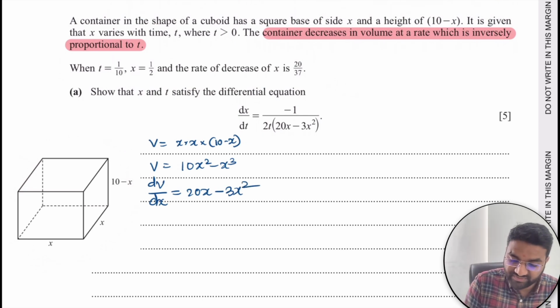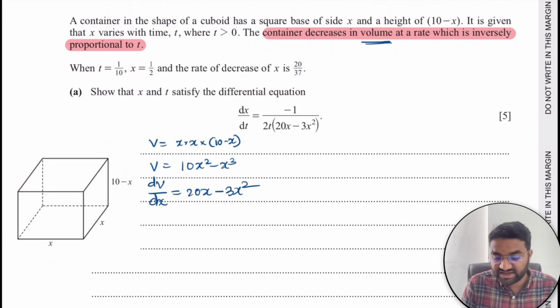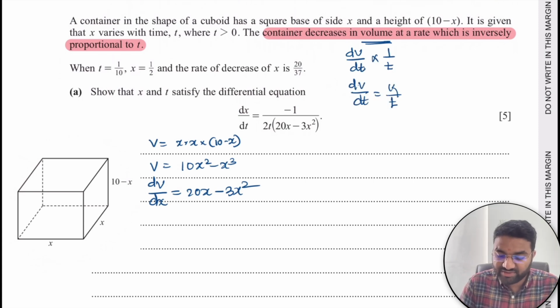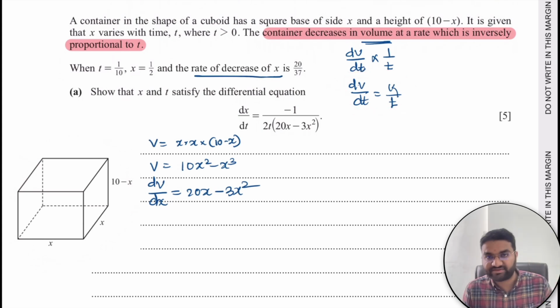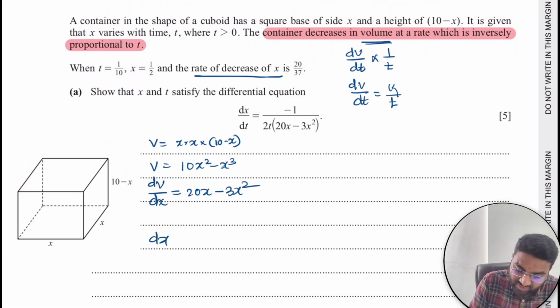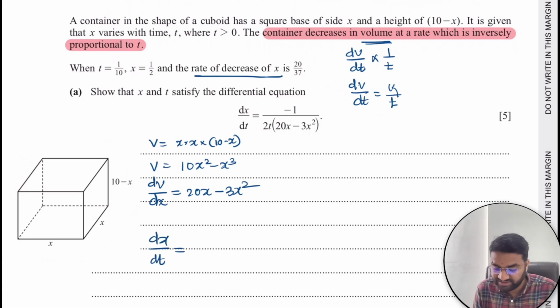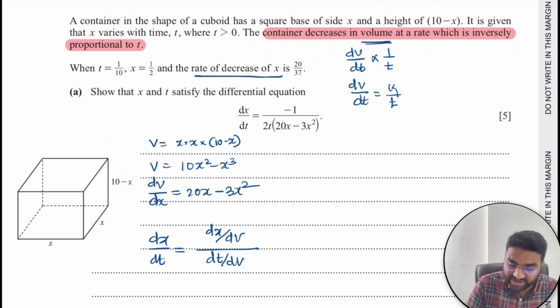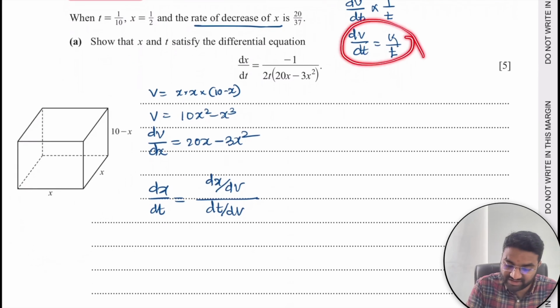Now in the question itself they have given us that the container volume decreases at a rate inversely proportional to t, meaning dv by dt is inversely proportional to 1 upon t, so you can take dv by dt is equal to k over t. We have to take the rate of decrease of x. Rate of decrease of x means dx by dt. Here you can use the chain rule. Fine. You can take dx by dv over dt by dv, meaning you just have to divide numerator and denominator by dv. Alright, and just substitute these values here.